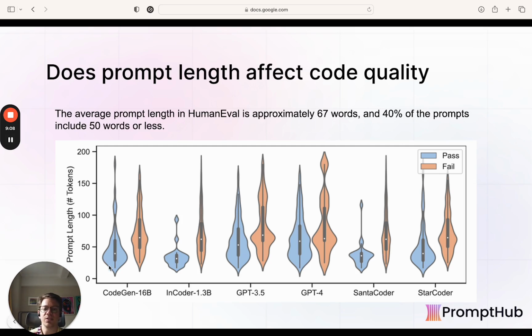And we could see basically at smaller prompt lengths, you have a higher success rate. You see bigger clusters on the failure ones as you move up. And for all the passing ones, you see bigger clusters at the bottom here. So prompts fewer than 50 words generally led to better performance. Prompts above 150 words significantly increase the likelihood of errors being in the code.